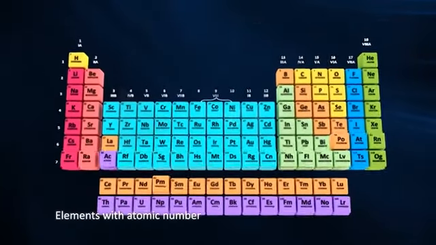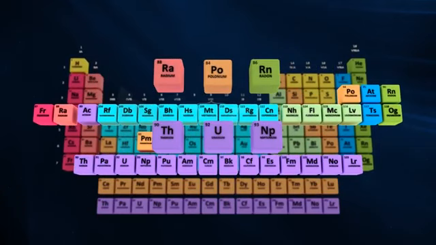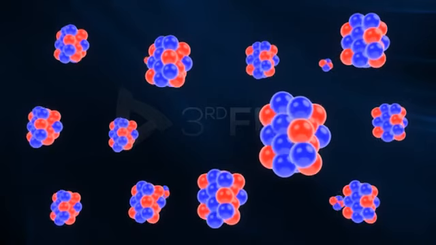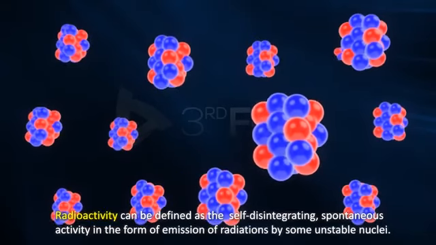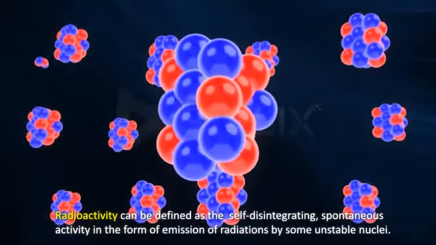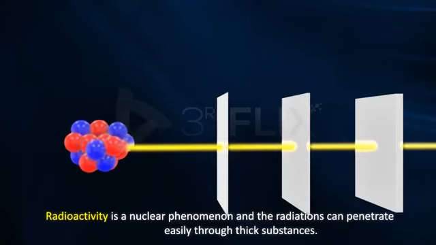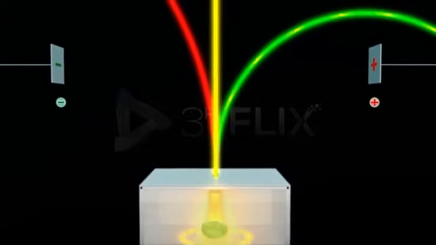Elements with atomic number greater than 83 were observed to emit such radiations. The nuclei of the radioactive substances are generally unstable and can undergo an internal change, ejecting particles and electromagnetic radiation. So, radioactivity can be defined as a self-disintegrating, spontaneous activity that takes place in some unstable nuclei that results in the emission of radiations. Radioactivity is a nuclear phenomenon, and the radiations can easily penetrate through thick substances. Radioactive substances usually emit three types of radiation: alpha radiation, beta radiation, and gamma radiation.